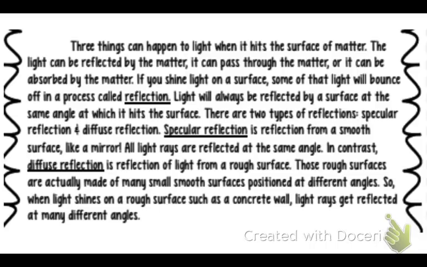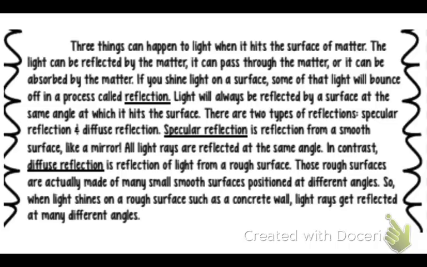Three things can happen to light when it hits the surface of matter. The light can be reflected by the matter. It can pass through the matter, or it can be absorbed by the matter. If you shine light on a surface, some of that light will bounce off in a process called reflection. Light will always be reflected by a surface at the same angle at which it hits the surface.